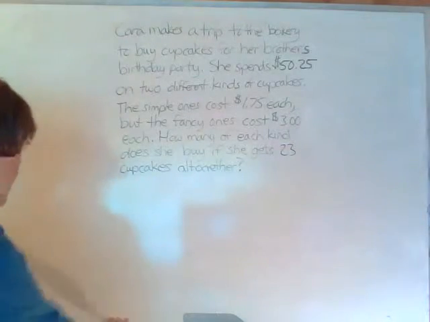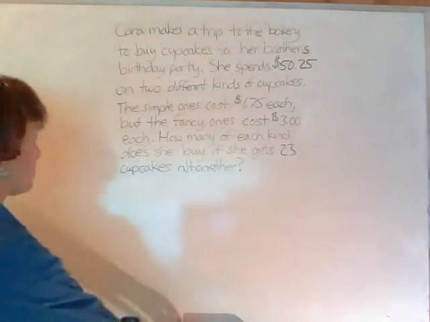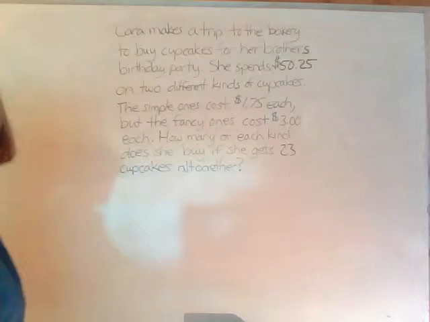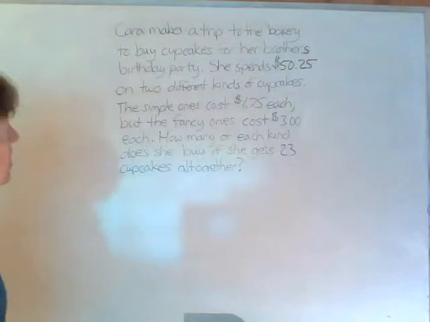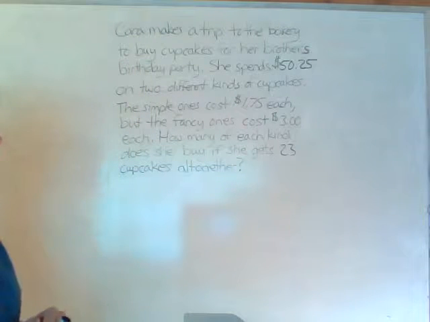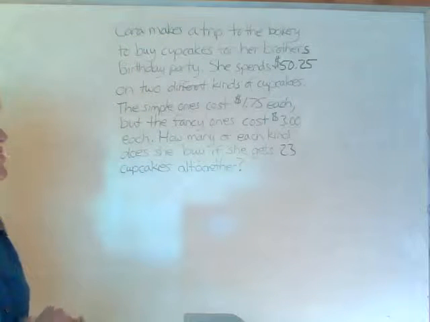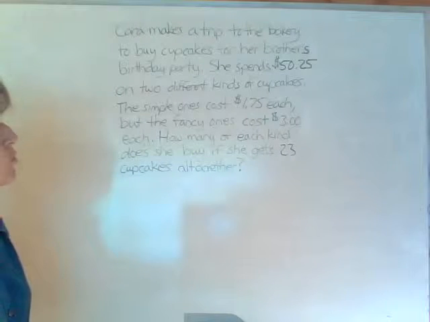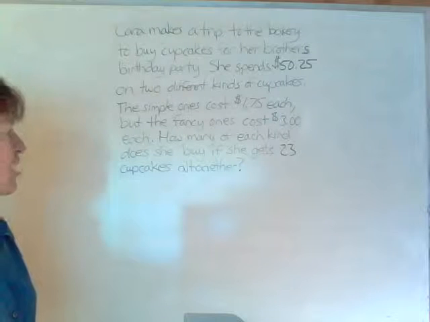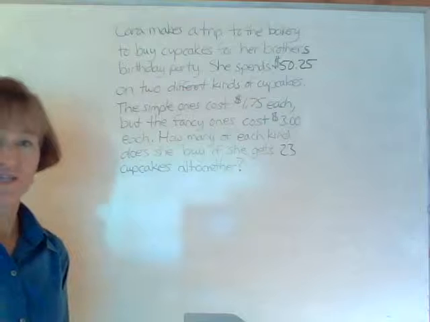Okay, here we have a true mixture problem. It's not about distance, it's not about interest, it's just a true blending of two things. Kara makes a trip to the bakery to buy cupcakes for her brother's birthday party. She spends $50.25 on two different kinds of cupcakes. The simple ones cost $1.75 each, but the fancy ones cost $3 each. How many of each kind does she buy if she gets 23 cupcakes altogether?